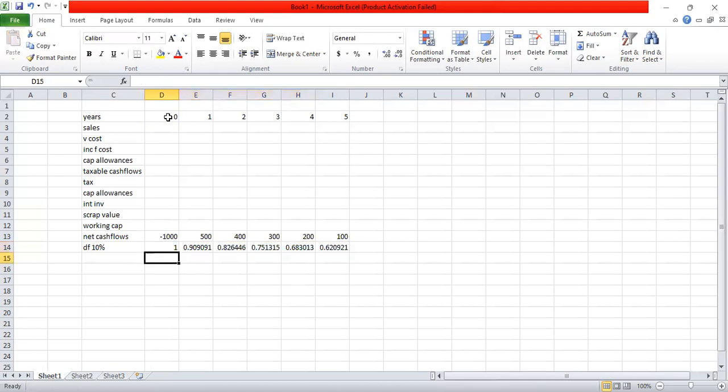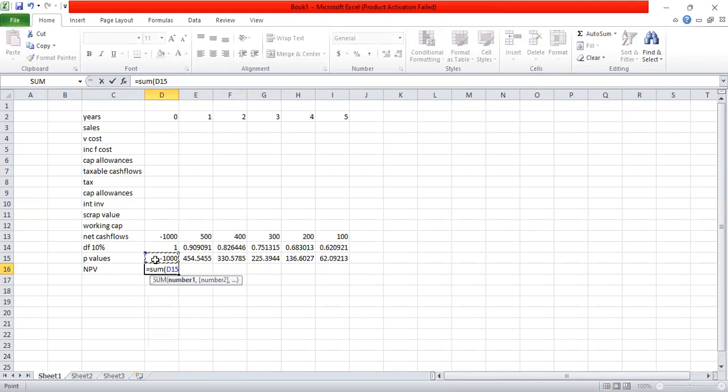And now you can compute the present values. How will you compute the present values? This multiplied by this. Just copy paste. And now if you have to calculate the NPV, just sum all of this. This is the NPV which is coming as 209.